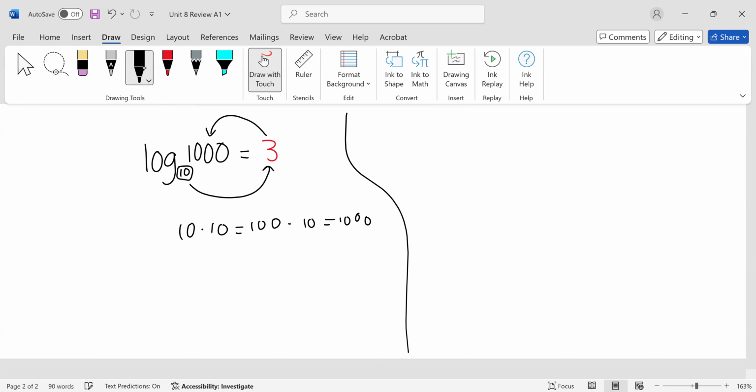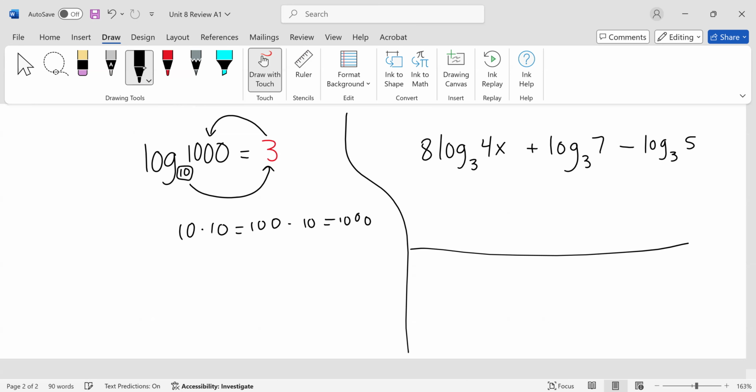Also, the properties of logs. So if I give you something like this, log base 3 of 4x plus log base 3 of 7 minus log base 3 of 5, you guys need to be able to condense that into one log. So this is a condensing problem. You need to condense. And then an expanding problem. You guys need to know how to expand. So for example, log of the cube root of x squared times y divided by z to the 5th. You guys need to be able to expand that. So I'm going to let you guys try it.